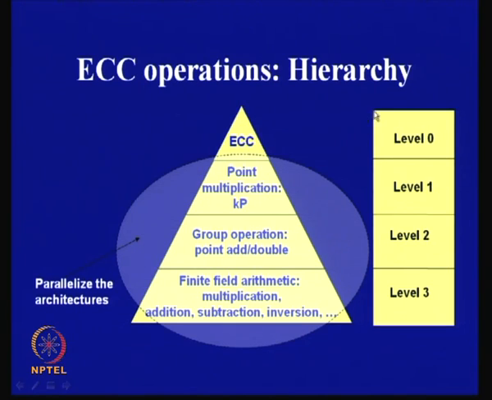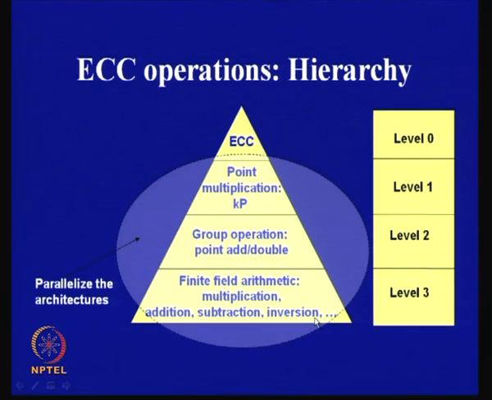So, this is what the broad diagram of the elliptic curve hierarchy looks like. You can see that the basic elliptic curve operation is point multiplication, called kP, where k is a scalar and P is a base point. It is based upon group operations, which are point addition and point doubling. Okay. And that in turn is based upon the finite field operations like addition, subtraction, inversion and so on.